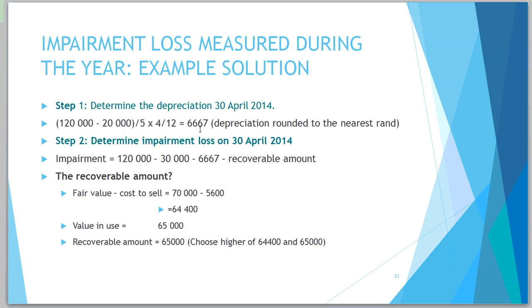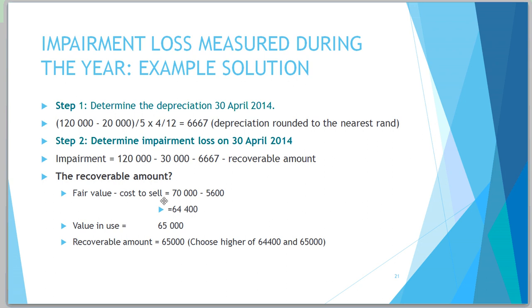So there's a formula for impairment loss. It says it's the cost less the accumulated depreciation less the recoverable amount. So now I need to determine my recoverable amount. What is my recoverable amount? It is the higher of the fair value less cost to sell, or the value in use. And this is how you know you should do an impairment. You see fair value less cost to sell and you see a value in use. When you see that, you know you need to measure an impairment loss in a question.